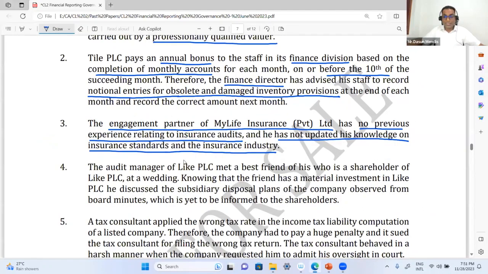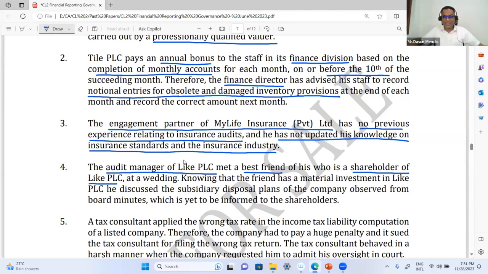Moving on to scenario number 4. Audit manager, again audit manager of Live PLC. So the company again, audit manager. So who is the client? Live PLC. He met a best friend of his who is a shareholder of Live PLC. Now the best friend of the audit manager is also a shareholder of your client. You understand the relationship, right? So there's a best friend.